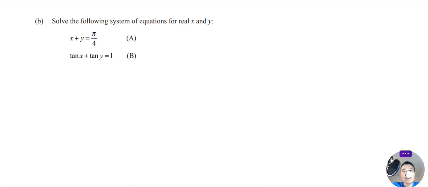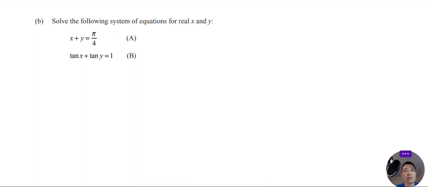Today we are doing Scholarship Calculus 2022, question 1b. Solve the following system of equations for real x and y: x plus y equals pi over 4, tangent x plus tangent y equals 1. So I believe this is solving simultaneous equations.